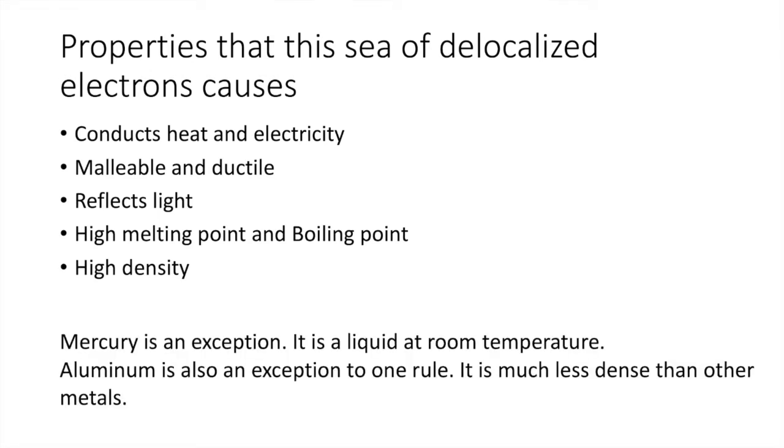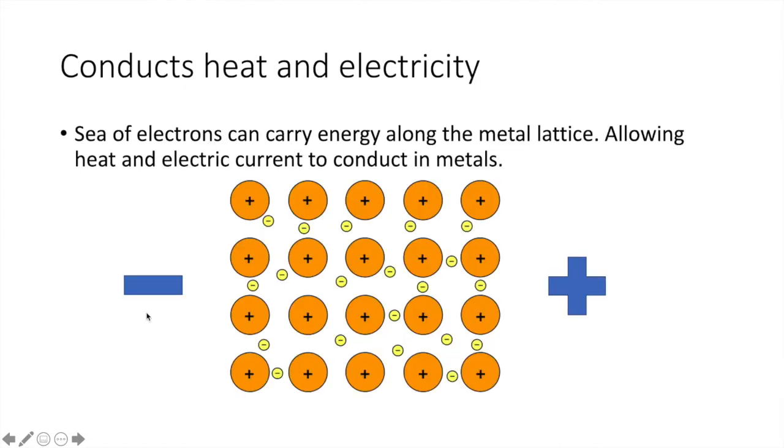There are exceptions to this though. These are just two quite common exceptions. Mercury is one. It's a liquid at room temperature, so obviously it doesn't have a high melting point or a high boiling point. Aluminium is also an exception, and it's much less dense than other metals. It's much lighter.